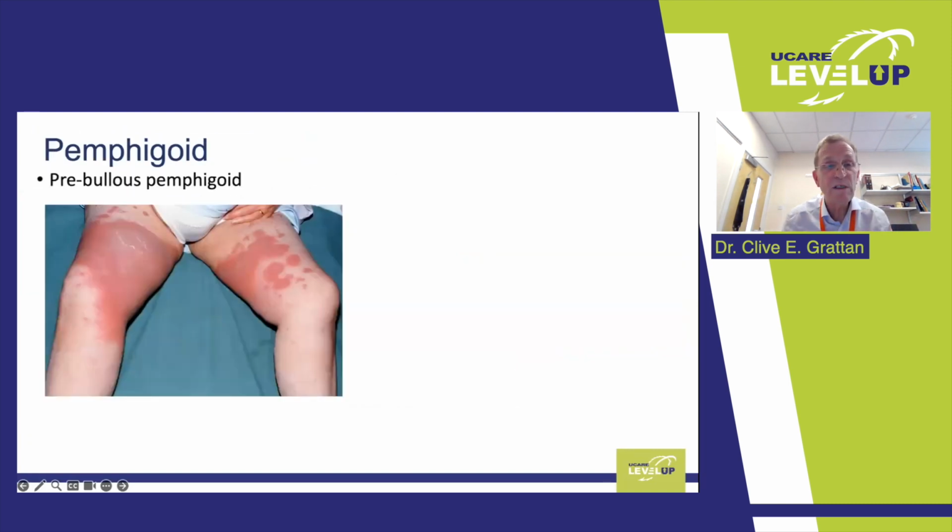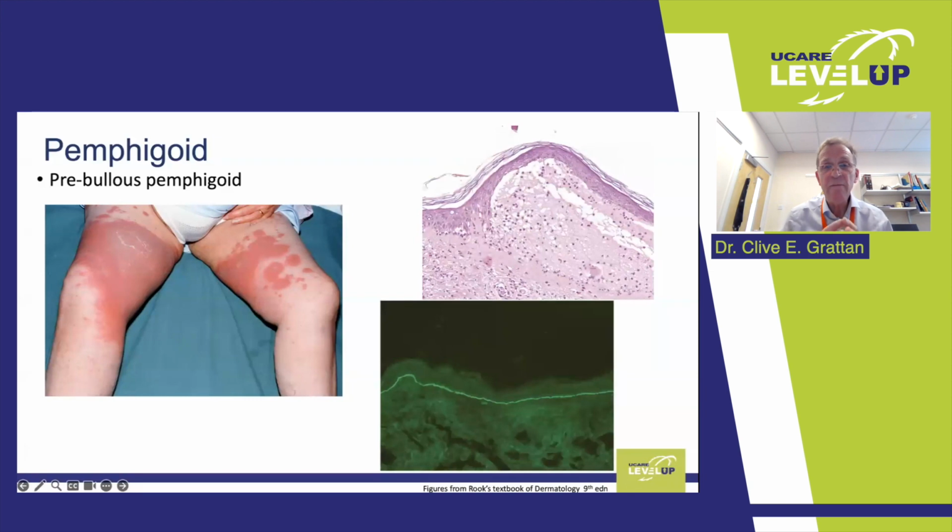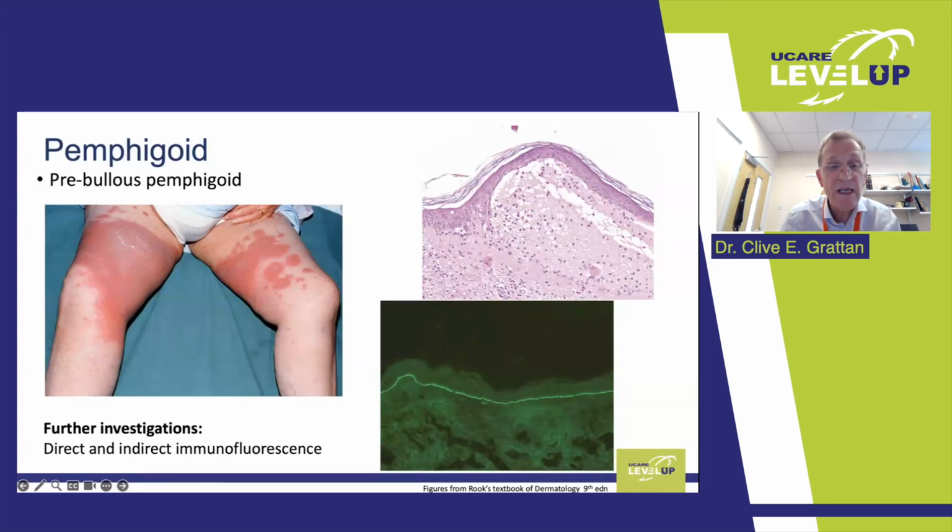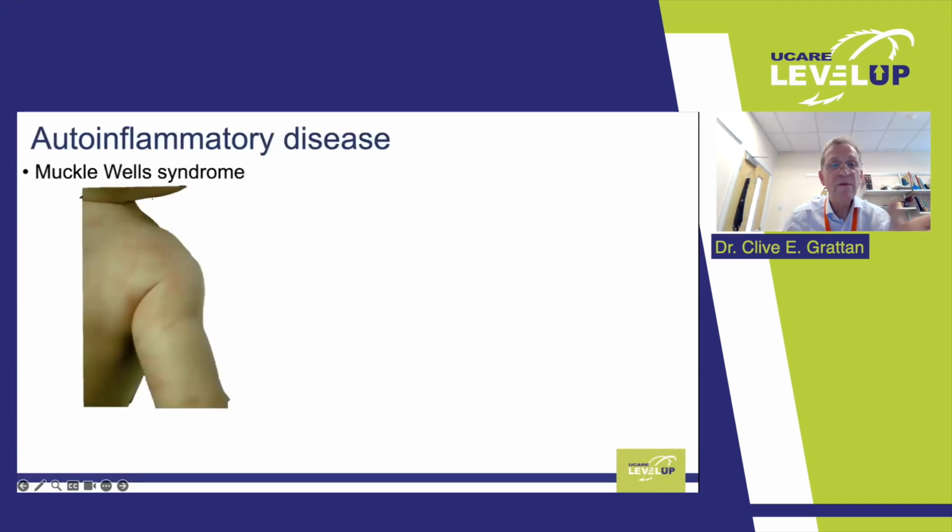Let's look at immunobullous disorders, pemphigoid. Here's a picture of pre-bullous pemphigoid. You can see the edema, but the blisters aren't obvious. But a biopsy will show the subepidermal split with edema and eosinophils, if the biopsy is taken from the edge of a blister. And immunofluorescence can show the linear IgG and C3 at the basement membrane zone. So further investigations for this would include direct and maybe indirect immunofluorescence on serum to look for evidence of these antibodies.